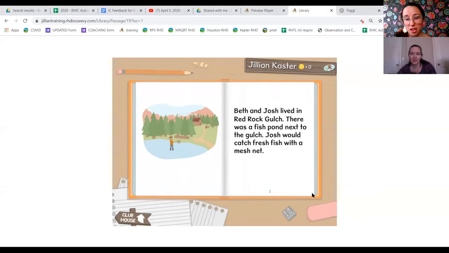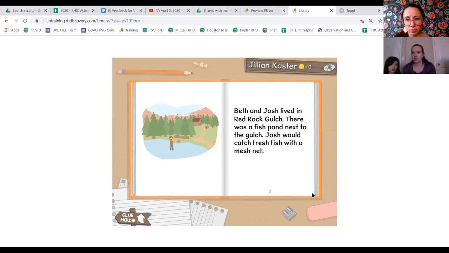Beth and Josh lived in Red Rock Gulch. There was a fish pond next to the gulch. Josh would catch fish with a mesh net.